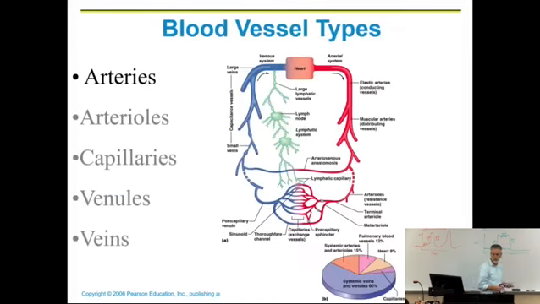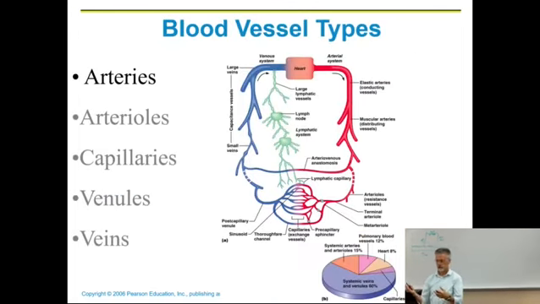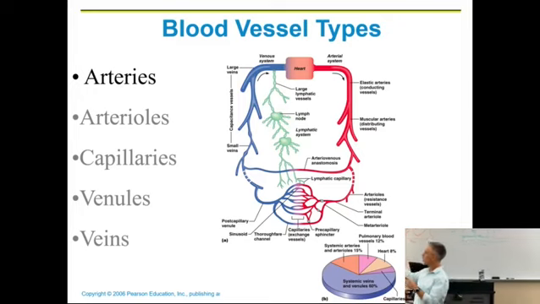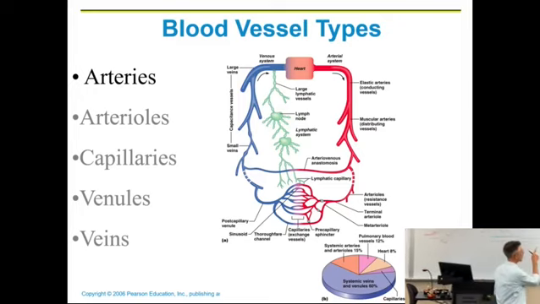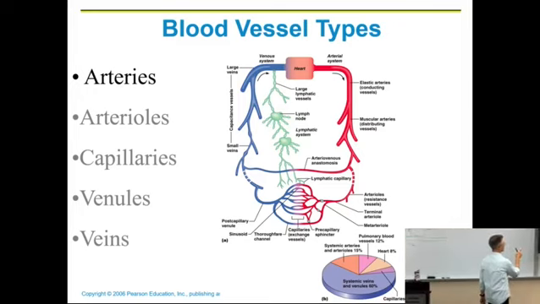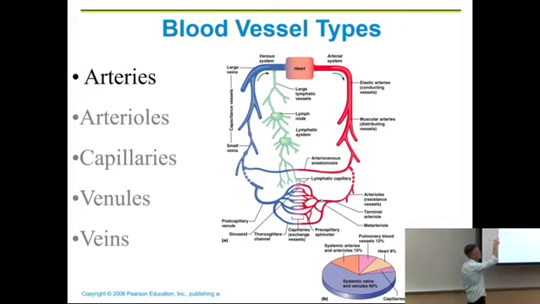Okay, so now what we're going to do is we're going to branch out. That's kind of like a blood vessel joke. We're going to branch out from there, not just arteries and veins and capillaries. We're going to start looking at some of those other subcategories. So when these blood vessels branch and they split and they get smaller, they're going to change in their structure as well. So we're going to go from arteries to arterioles to capillaries to venules to veins. And we're also going to hit some of those other subcategories, elastic arteries, muscular arteries, things like that.